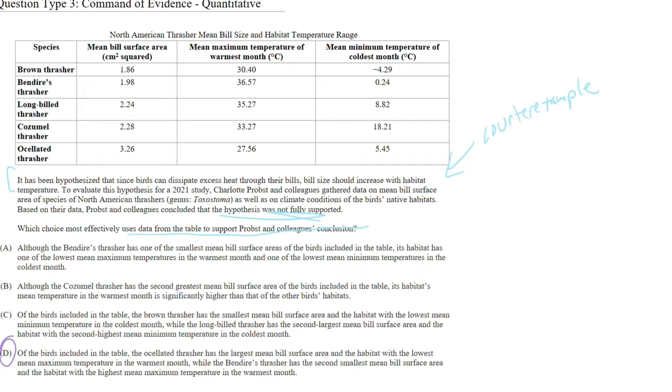Why D? Well, it's showing here that one of the largest mean bill surface area and the habitat with the lowest temperature occurs. Additionally, with the second smallest mean bill area, we have the highest mean temperature. These are counterexamples because they show pretty clearly that when we have a low surface area, we have a high temperature. And when we have a high surface area, we have a low temperature. That is the opposite of what's going on up here.